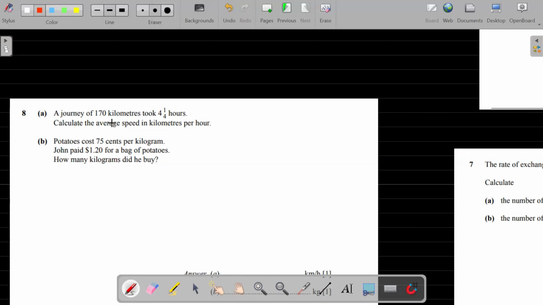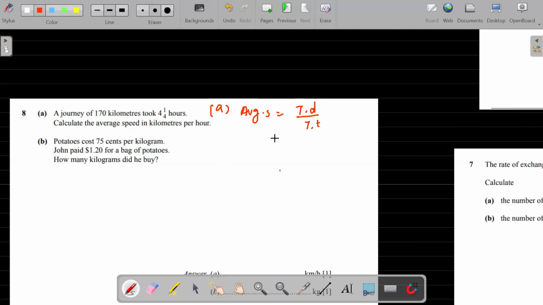A journey of 170 kilometers took 4 and 1 by 4 hours. Find the average speed in kilometers per hour. So what is the formula of average speed? Total distance over total time. Exactly. That is the average speed.